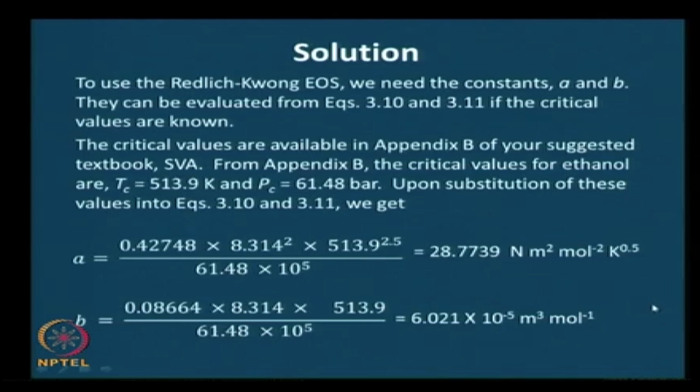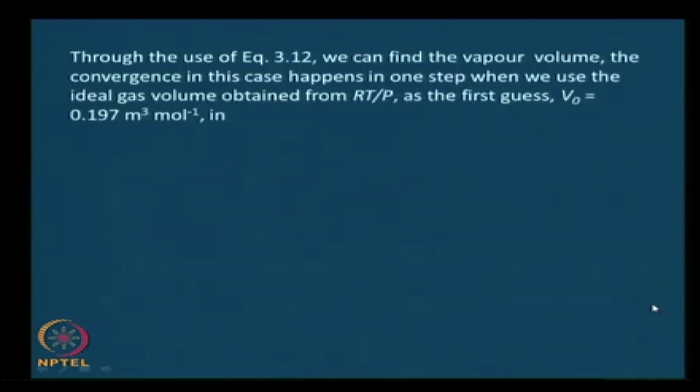Now that we have this, the second part is to find out the gas volume, or the vapor volume, and that can be done through equation 3.12. You can go back and check. It is essentially an equation that is set up to find out volumes for a gas. The convergence in this case for this iterative solution happens in one step or in two steps.